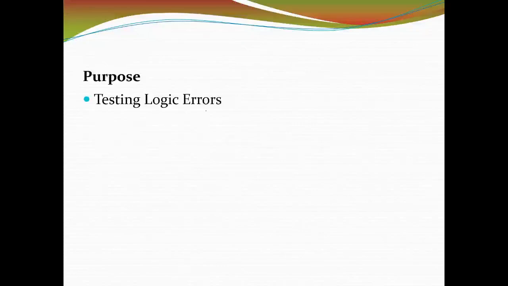Purpose: testing logical errors. So writing proper logic is very important here. There are many ways to write the logic. There are shortcut ways of writing the logic. You may also write the logic in a very long way. So which is the best suitable for that particular functionality? Which logic is good to fulfill that particular requirement?